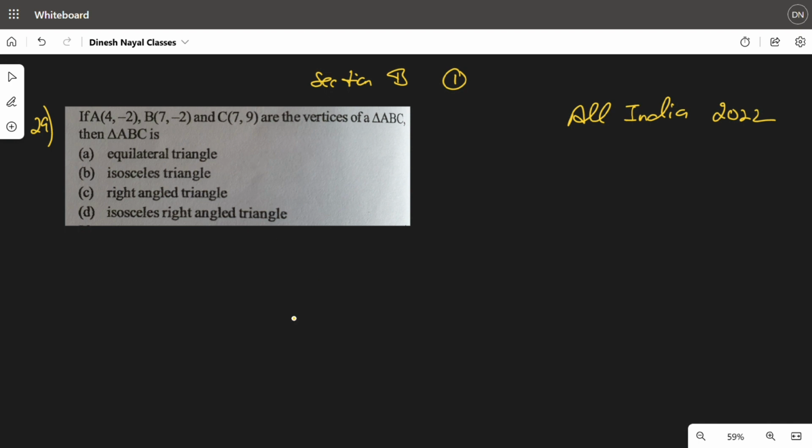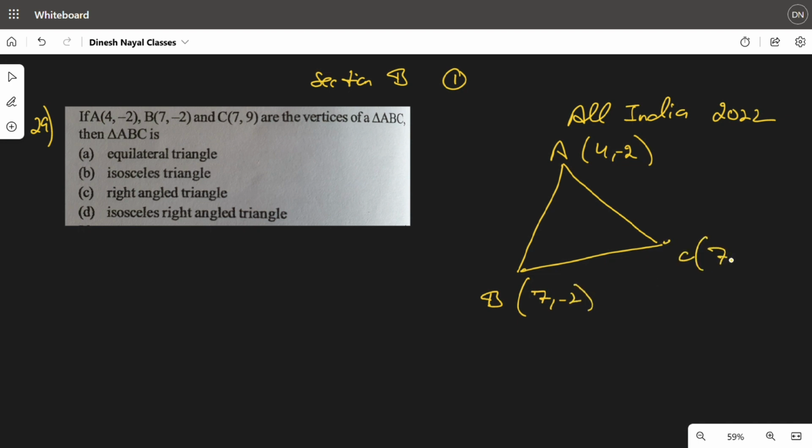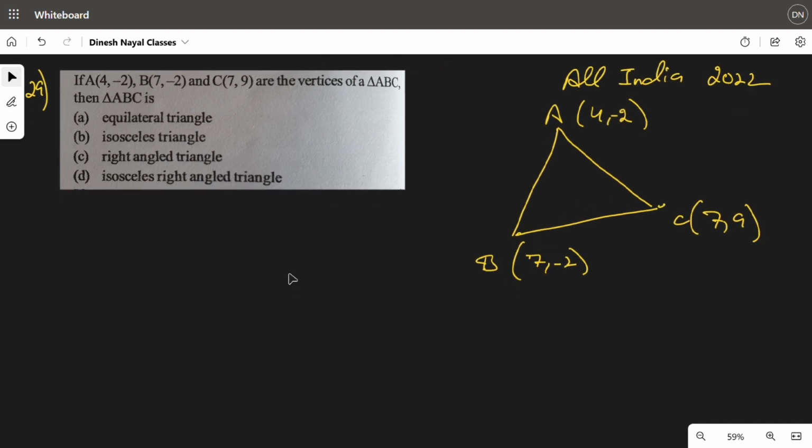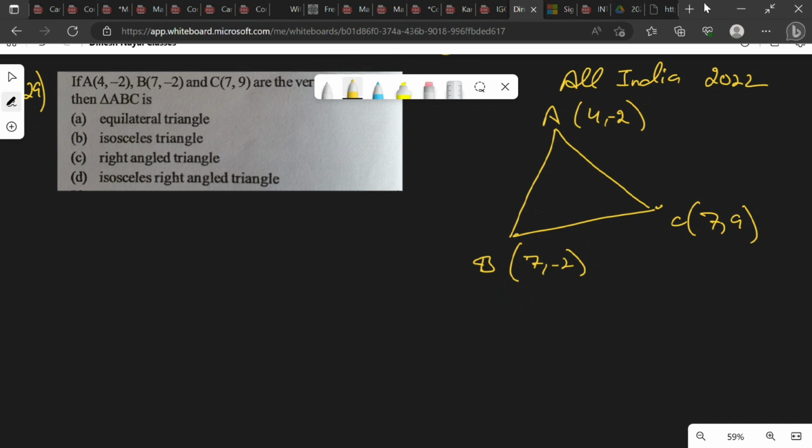See, we cannot tell anything about the triangle if we only see the coordinates. So what we have to do is find the length of each side. First of all, just make a triangle. This is just a rough diagram, so we are not considering this an equilateral or whatever. The coordinates of A is 4 comma minus 2, B is 7 comma minus 2, and C is 7 comma 9. Now we are going to find each side by using the distance formula.